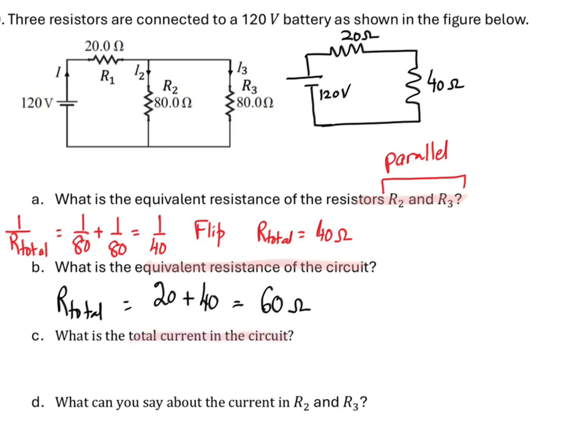Then it's asking you what is the total current in the circuit. Total current formula is V over R total. We already got R total, which is 60. V is given to us, which is 120. We get the answer as 2 ampere.